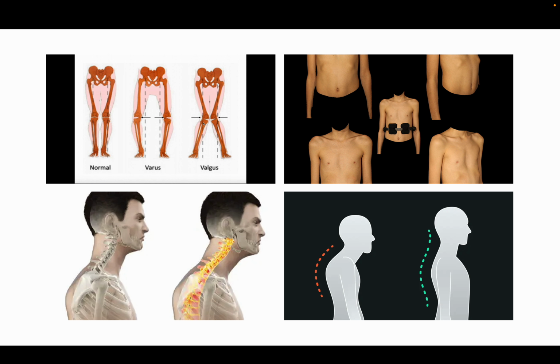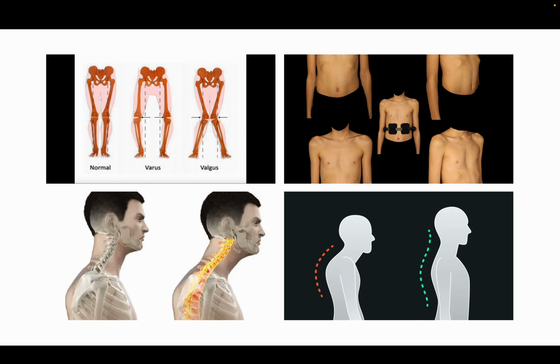So these are some pictures. The top left picture, you can see what normal knees should look like. The middle picture is indicating varus knees, which is when they go outwards, and the valgus knees is the opposite, when they go inwards. In the bottom left picture, you can see that anterior head carriage where your chin kind of sticks out a little bit more.